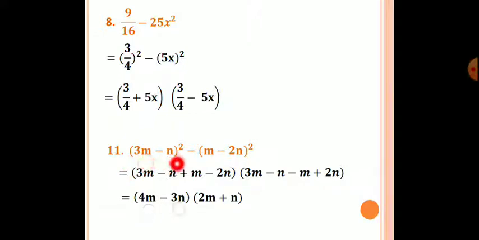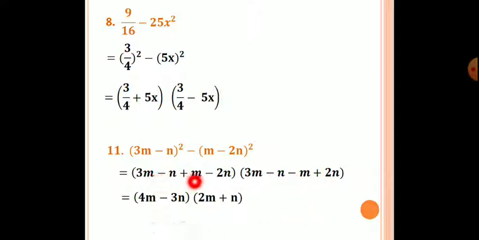(3m minus n) whole square minus (m minus 2n) whole square. So this is already in the form of a square minus b square. We'll just have to put it in the formula, that is (a plus b) and (a minus b). So this is my a, so 3m minus n plus b, so plus m minus 2n. Again we'll be writing it as a minus b. So a is 3m minus n minus (m minus 2n), that is minus m plus 2n. Okay, so here the sign is going to be changed as we are going to take minus common.